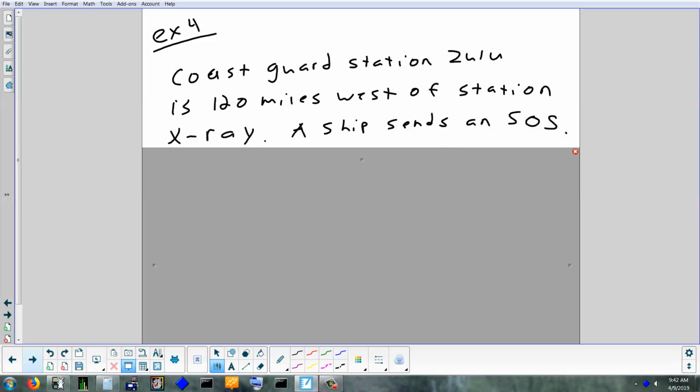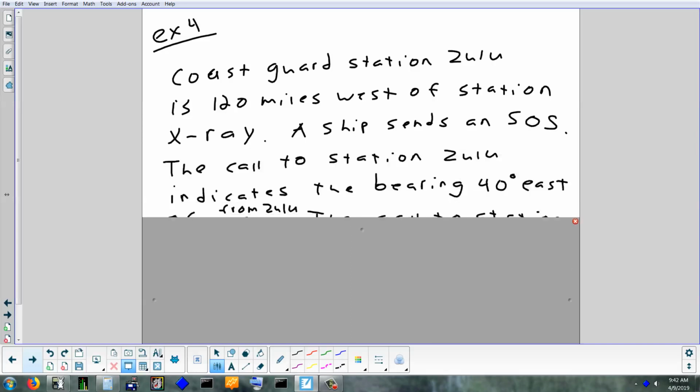And I just named the two Coast Guard stations Z and X, or Zulu X-ray. Okay, so the ship sends out an SOS, and again, by SOS I mean there's a light. Maybe they just flash a light on top of the boat. Also, to make it a little simpler, we'll assume the boat's anchored, because if the boat wasn't anchored, it would be moving the whole time, and that complicates it.